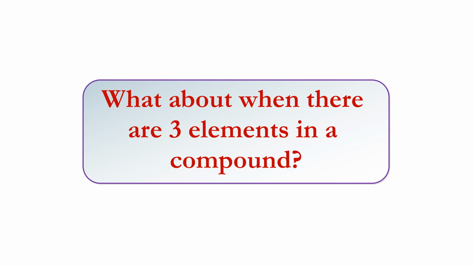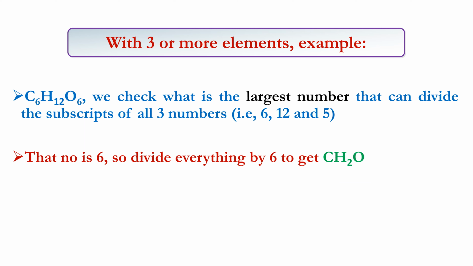So, what about when there are three elements in a compound? We have looked at examples where there are just two elements in a compound. So when there are three elements in a compound, how do you write the empirical formula? As you can see here, C6H12O6, there are three different elements, carbon, hydrogen, and oxygen. How would you write the empirical formula from this molecular formula?